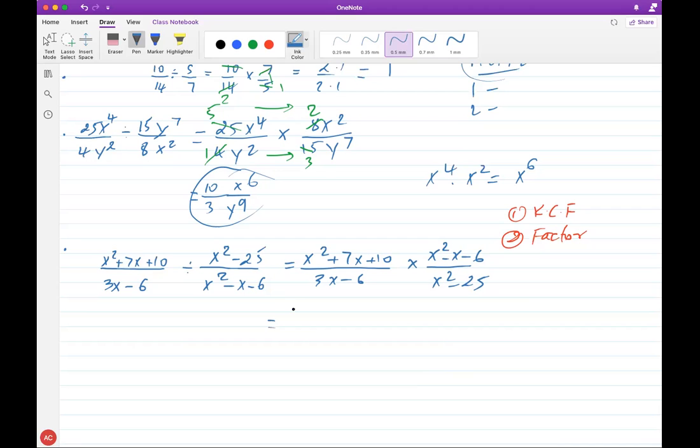So the first one will be x, 5 and 2. Very good, 5 and 2. The next one, 3 and 3 and 2. X minus 2. That's right, multiply.